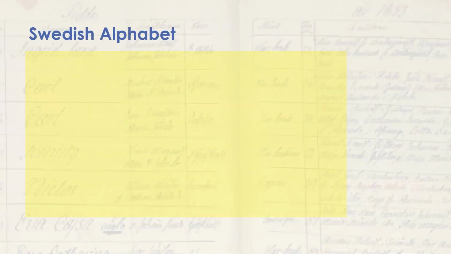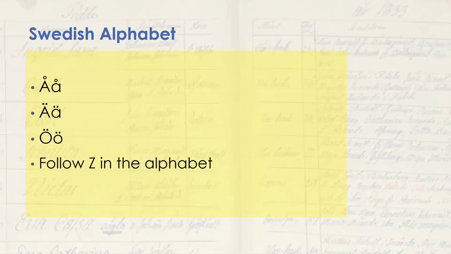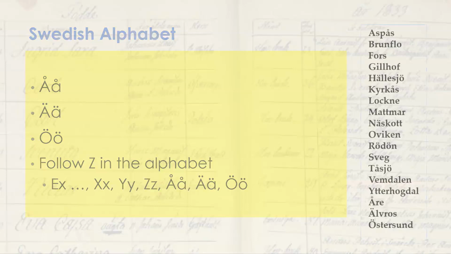The Swedish alphabet has 3 additional letters: the A with the overring, the A with the umlaut, and the O with the umlaut, and they follow Z in the alphabet, which is important to know when you're looking up words. For example, if we were looking for this place name, we would mistakenly look here, when in fact it should go here because of the overring.